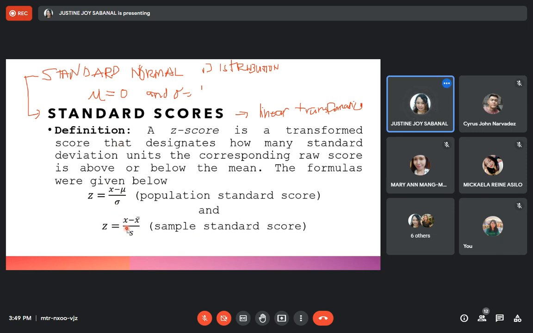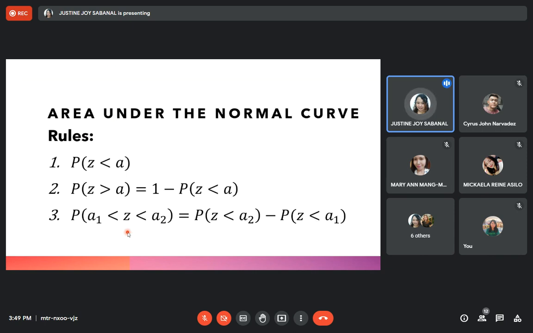Kaso nga lang, hindi natatapos dun sa pagko-convert ng data. So tinitingnan natin kung ang z-score kunwari ay 2, ano yung katumbas niya na probability or ano yung katumbas na area na dinidescribe noon. So, to determine the probability, we have to follow the following rules po.